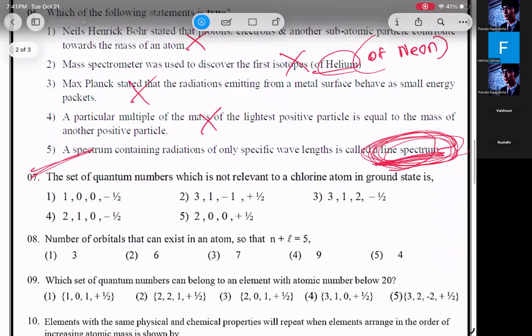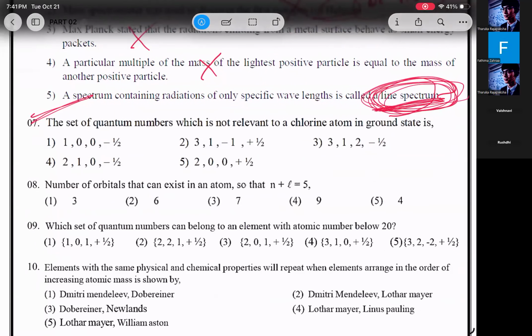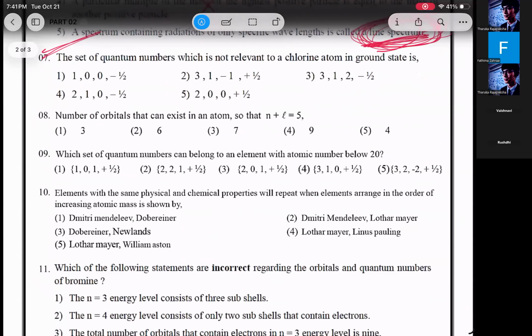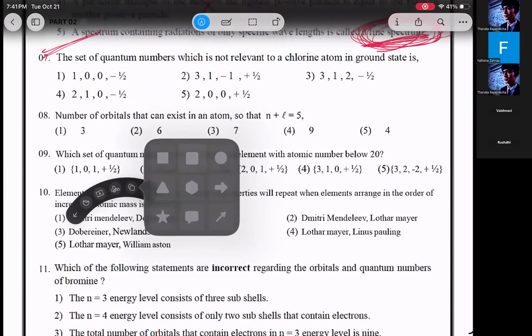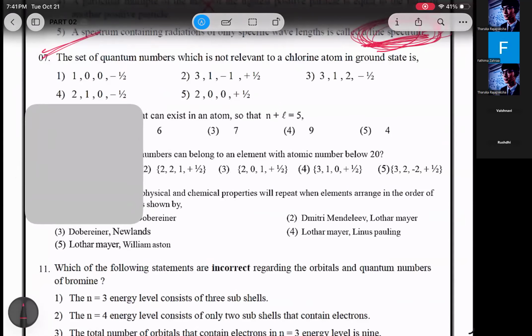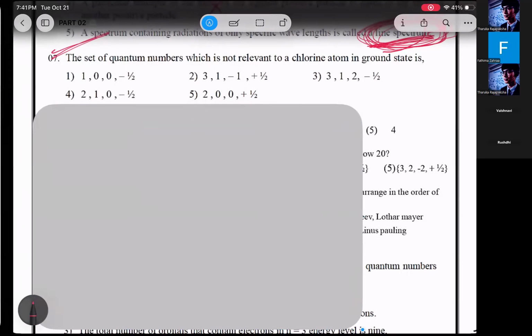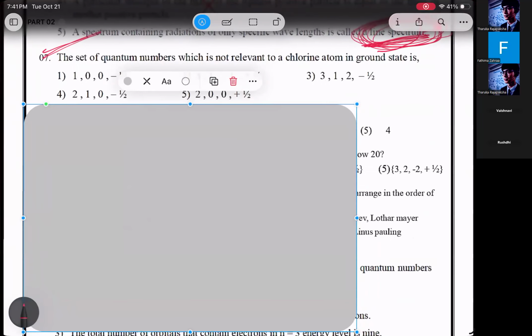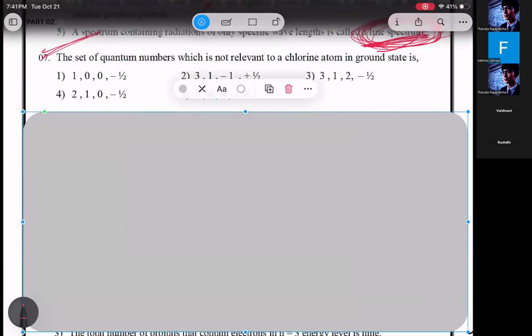Okay, then seventh one: the set of quantum numbers which is not relevant to a chlorine atom in ground state. Chlorine atom in ground state. Okay, let's write the electronic configuration of chlorine. The electronic configuration of chlorine. Okay. So chlorine has an atomic number. How much? 17, right?